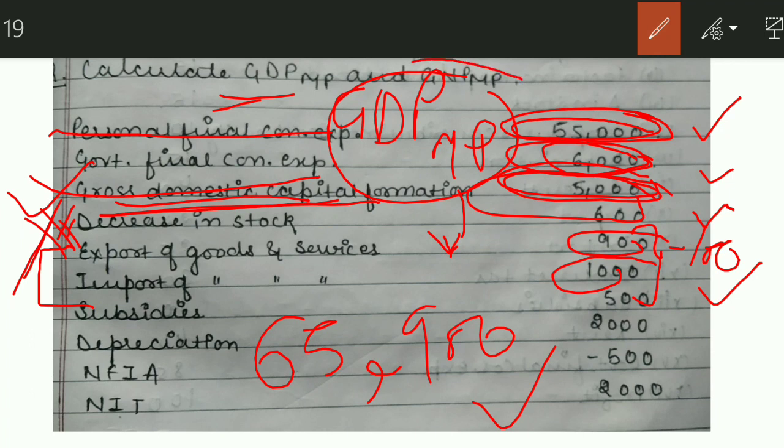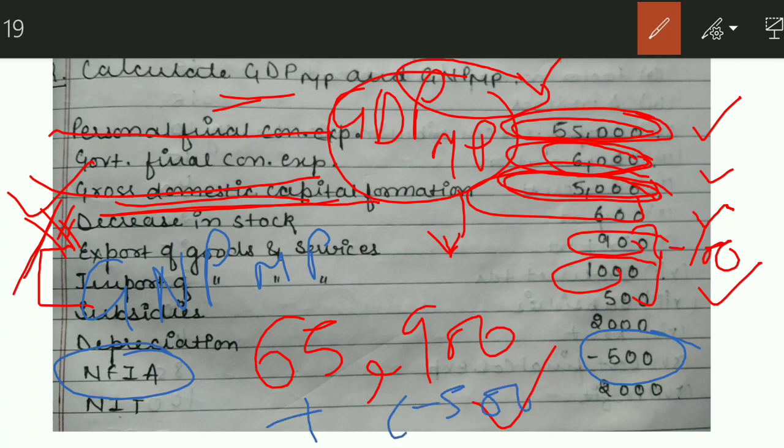Now coming to the second part of the question, it is asking us to calculate GNP at market price. Now in order to reach GNP at market price from GDP at market price, what do I need to do? I need to simply add NFIA to it. The value of NFIA is given here as minus 500. So when I add the value of NFIA, that is minus 500, to it, I will get GNP at market price as 65,400. So I hope that this solution is clear to you.